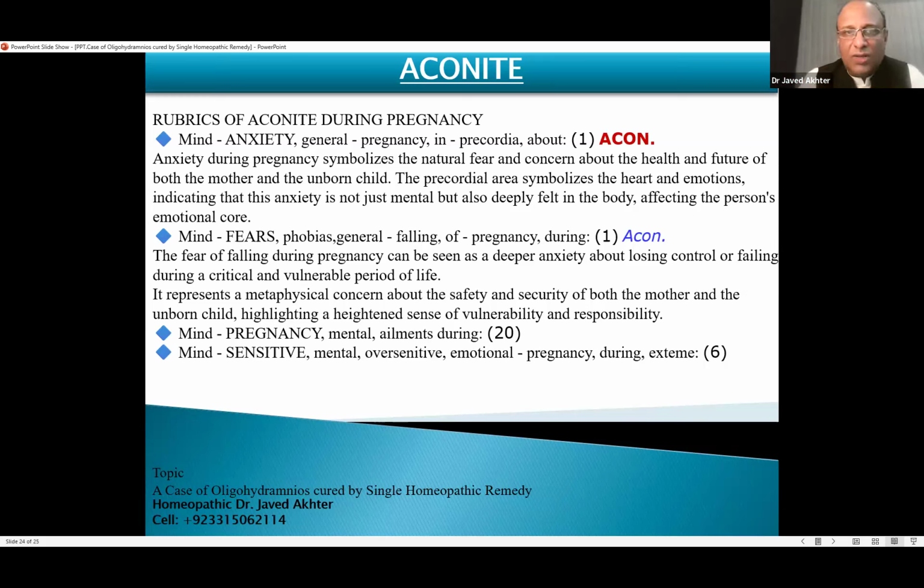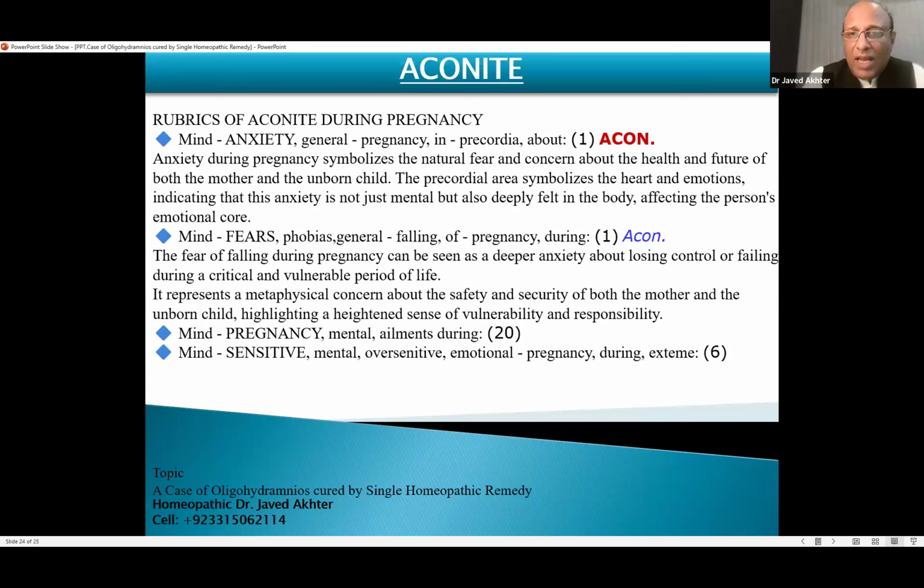Okay, another rubric is pregnancy ailments during. That is very important. There are 20 medicines there. If there are any problems, whatever the problem is, either oligohydramnios, polyhydramnios, or placental issues, whatever there is. Pregnancy ailments from during means the pregnancy causes these problems.